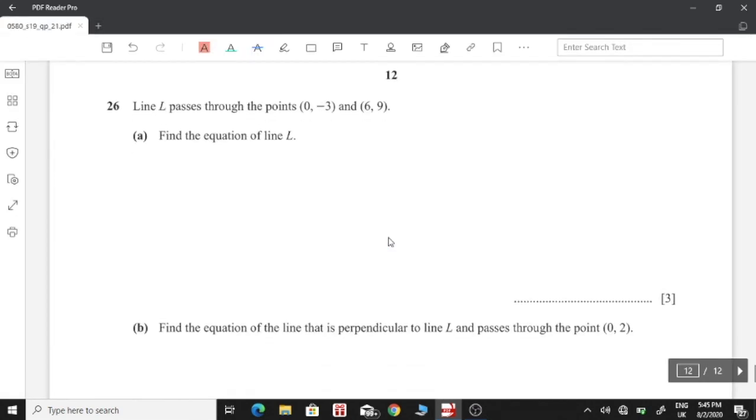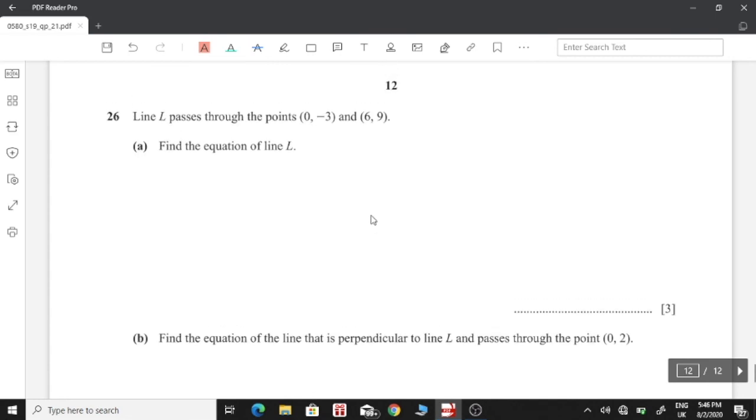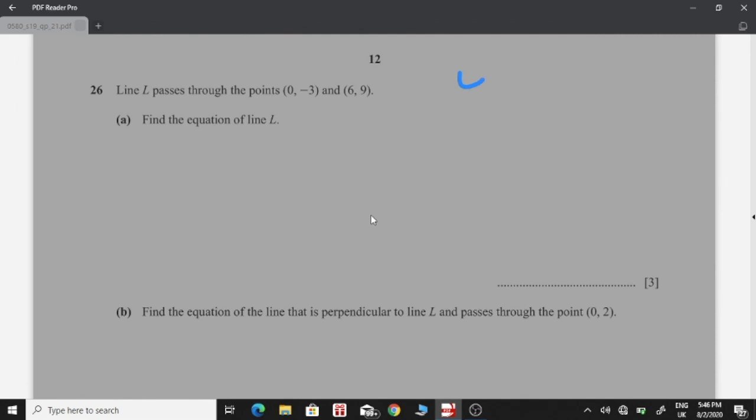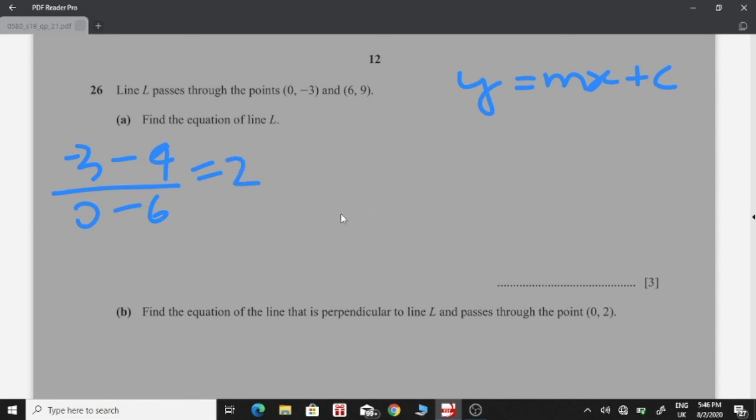Question number 26. Line L passes through the points 0, -3 and 6, 9. Find the equation of the line. So we need to find the equation of the line in the form of y is equal to mx plus c. To find out m, we need to use the formula y2 minus y1 over x2 minus x1, which gives us the value of the gradient as 2.